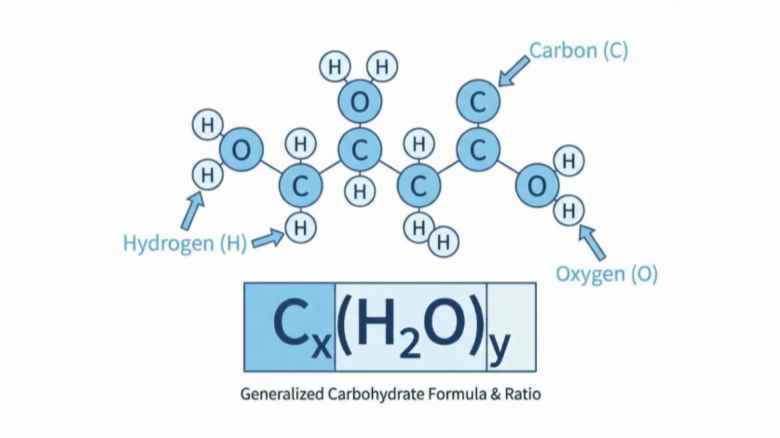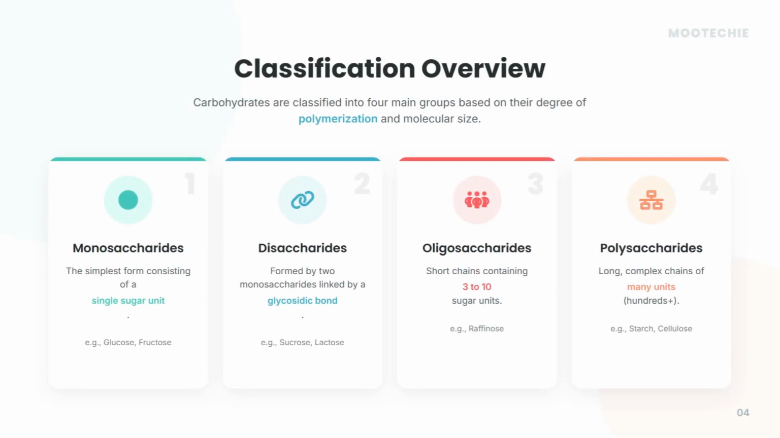The slide shows the generalized carbohydrate formula and ratio, written as CxH2Oy, visually emphasizing the water-like composition. Next, let's look at how carbohydrates are classified.